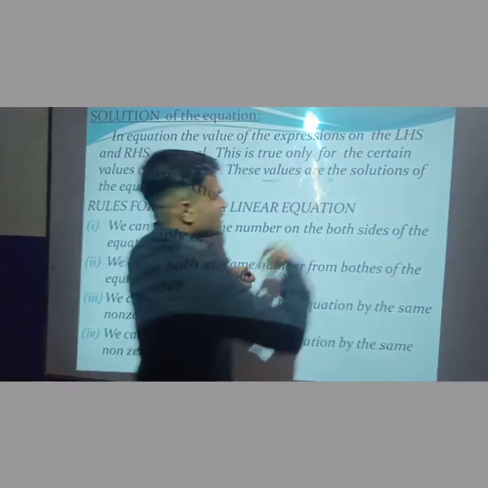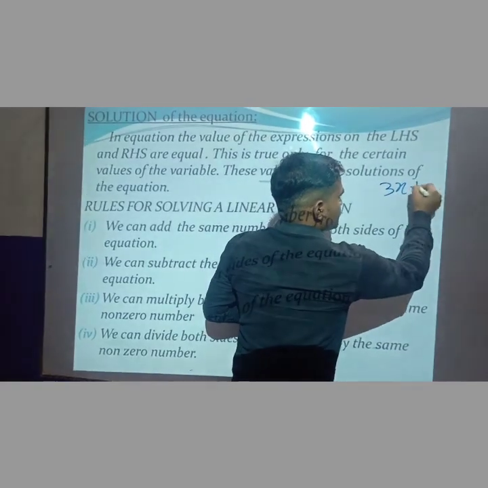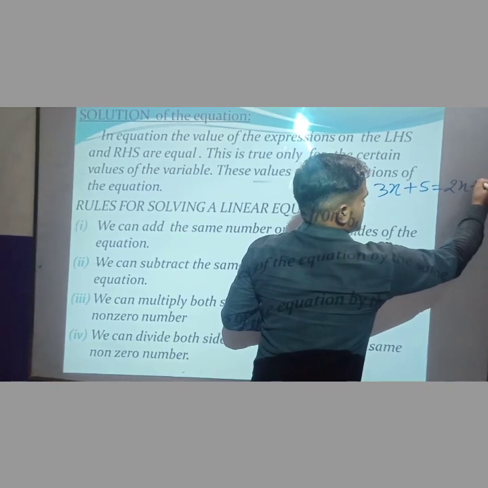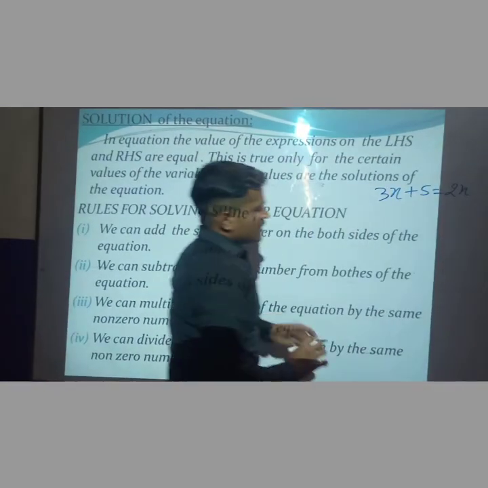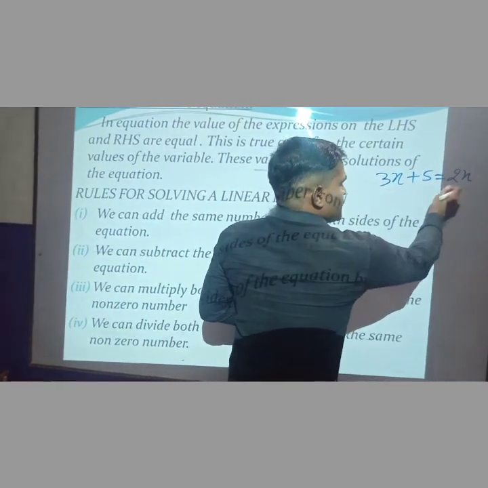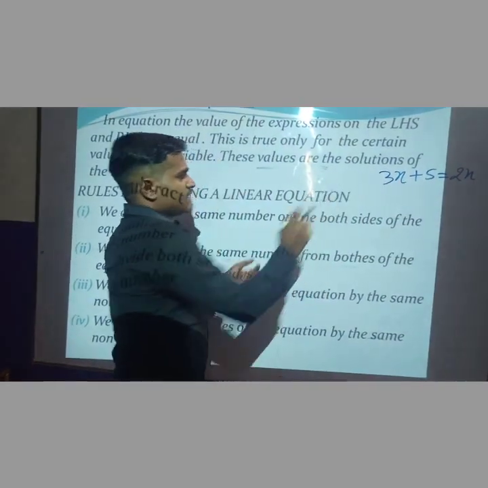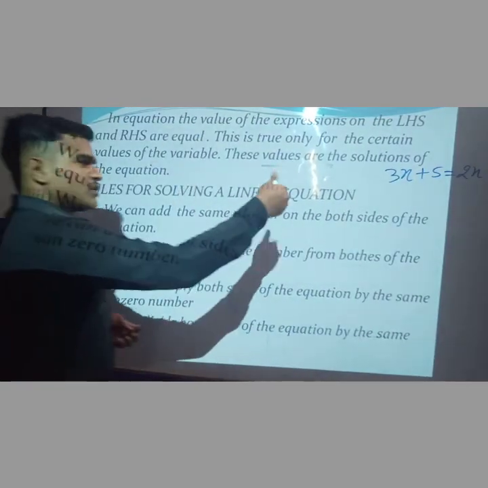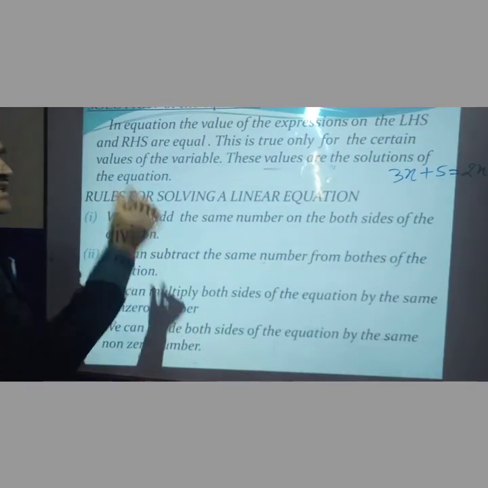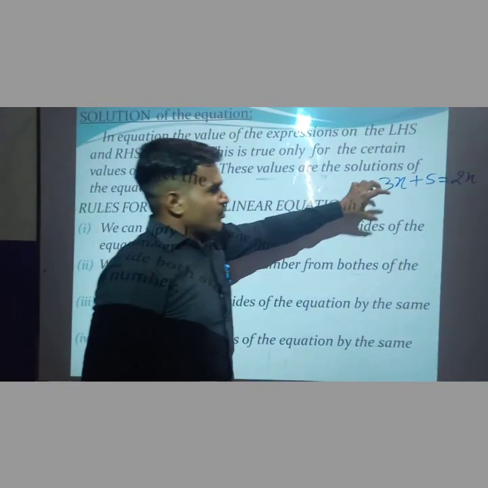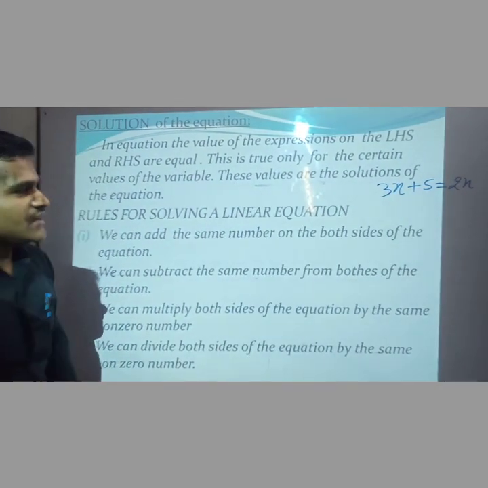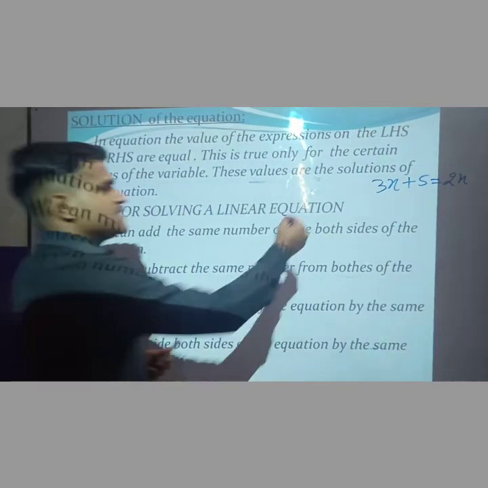For example, suppose that 3x plus 5 is equal to 2x. Here it means the left hand side 3x plus 5 is equal to the right hand side, that is 2x. So this is satisfied only for a certain value of x. So what is that value? Let's find that value, for which this is satisfied.